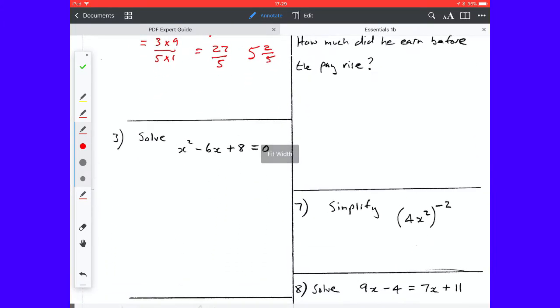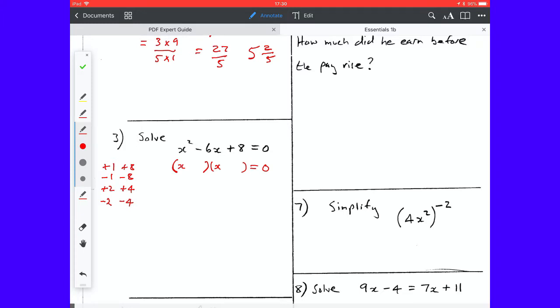Question 3. Solve the quadratic equation x squared minus 6x plus 8 equals 0. So we want an x in each bracket, and then we want two numbers that multiply together to give plus 8 and add together to give minus 6. Well, we could try plus 1 multiplied by plus 8. That would give us plus 9. Minus 1 times minus 8 would add together to give minus 9. 2 goes into 8, so we could have plus 2 multiplied by plus 4. They add to plus 6, so that just leaves the remaining pair, which will be the pair we want.